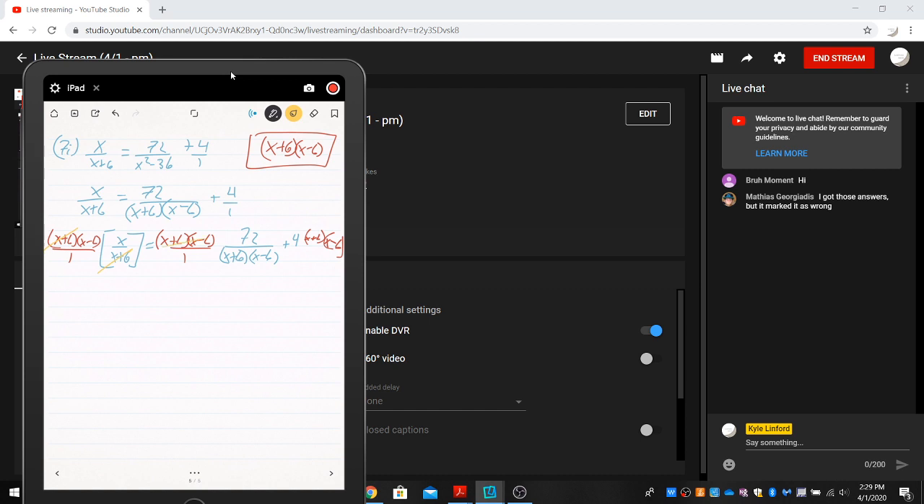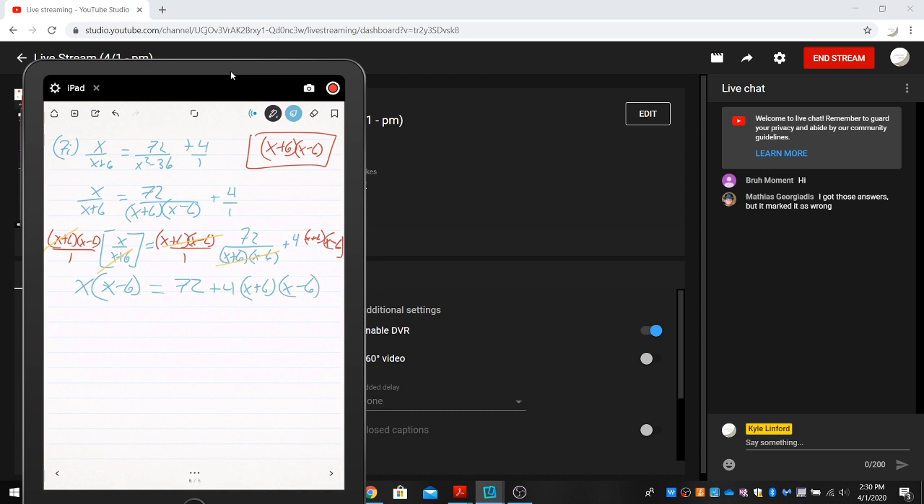On the top here, I have x plus 6 and x minus 6. That cancels out with both of those on the bottom. And then nothing cancels out here because it's all on the top. So what are we left with? We are left with an x. Let me rewrite that. We're left with an x times x minus 6. Oh my gosh, of course the stylus suddenly wants to not work. x minus 6 equaling 72, and then plus 4 times x plus 6, x minus 6.